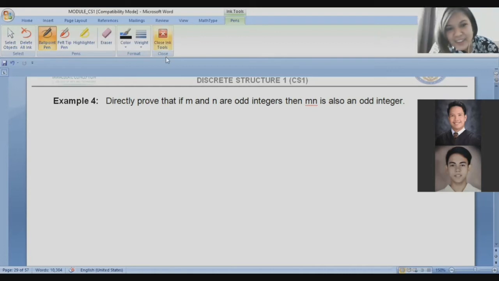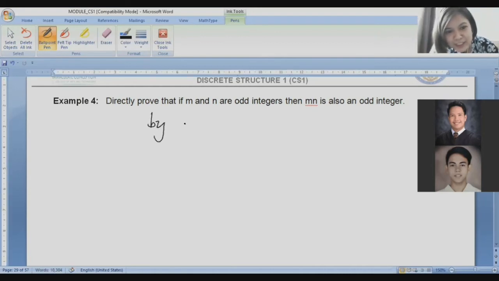So, sorry. So, recall natin, by definition, balikan nyo yung formula ng odd. Kunwari, M is equal to 2K plus 1.